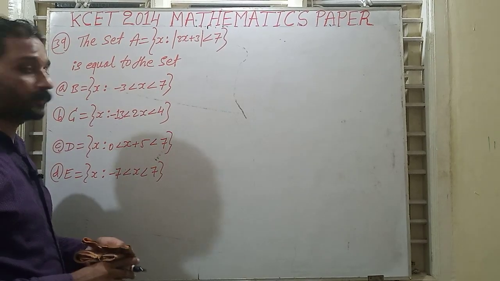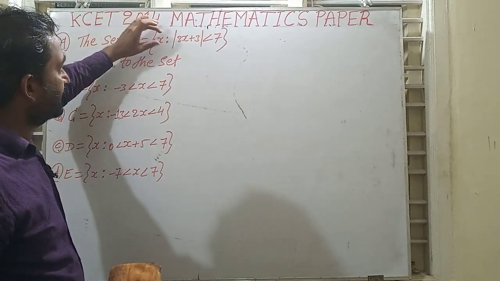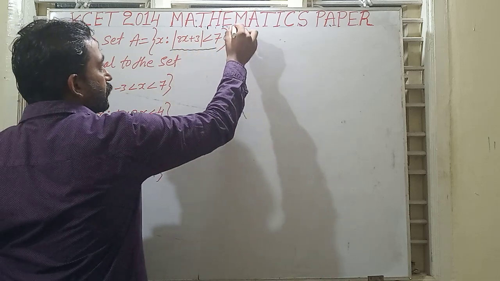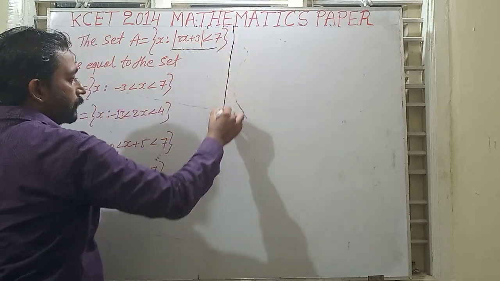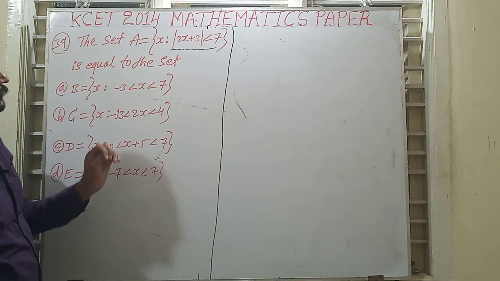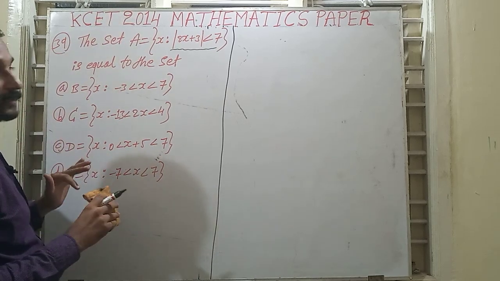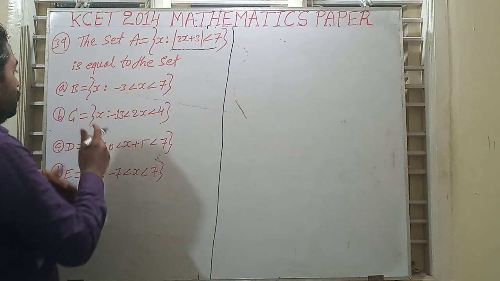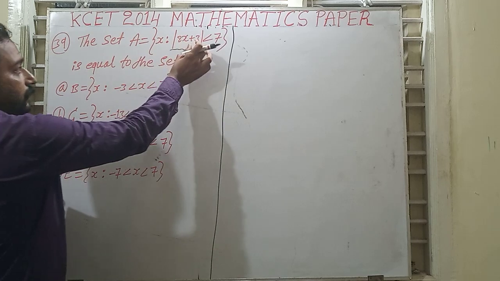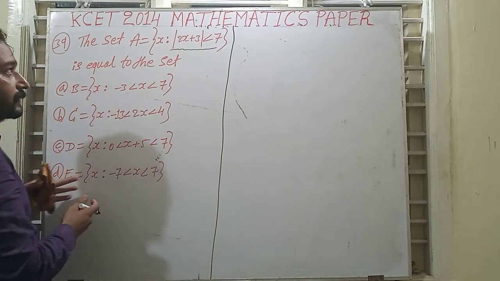So now let us move on to question number 39. The set A contains elements x such that modulus of 2x plus 3 is less than 7. So basically this problem depends on linear inequations from first year. It is a mixture of the inequation and set chapters. Whatever it may be, one option is correct in this case. So solve this inequation using the inequation formula and then find out which option is correct.